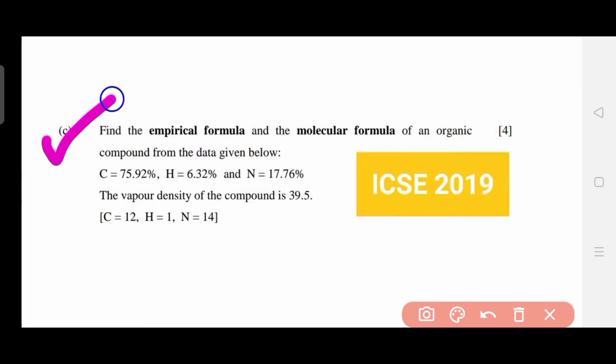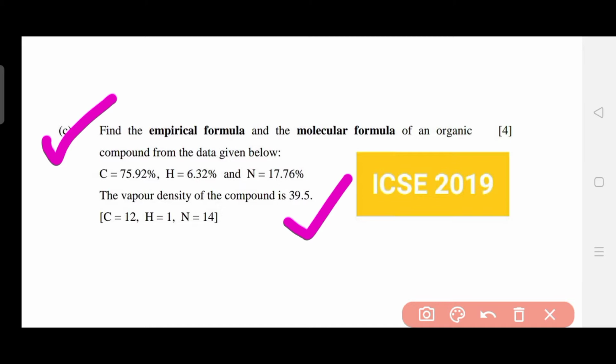Okay, now let us see the third question, which is just a slight change from the previous question. Let me read the question first. Find the empirical formula and the molecular formula of an organic compound from the data given below. Carbon is 75.92%, hydrogen is 6.32% and nitrogen is 17.76%. The vapor density of the compound is 39.5. And let me pause you here. The vapor density has been provided, and this is what I wanted you to notice.